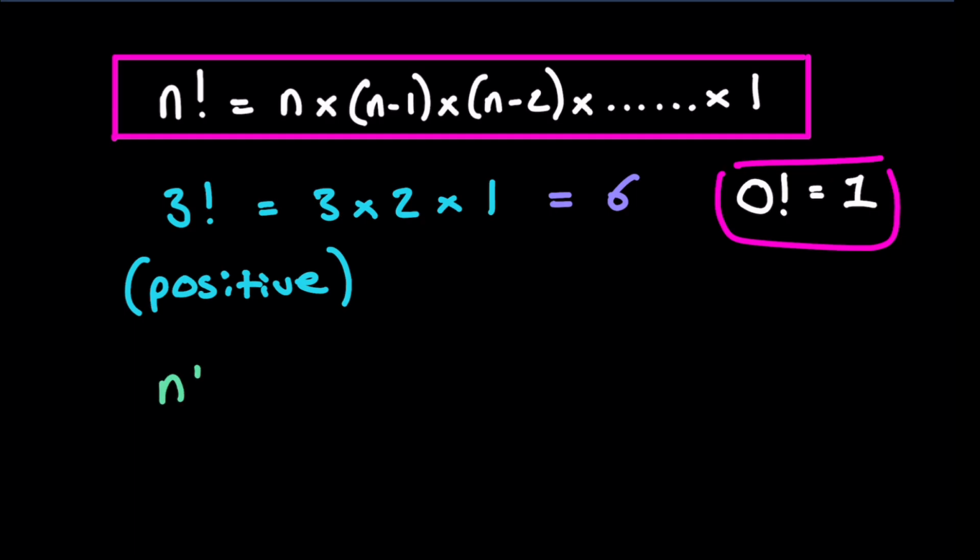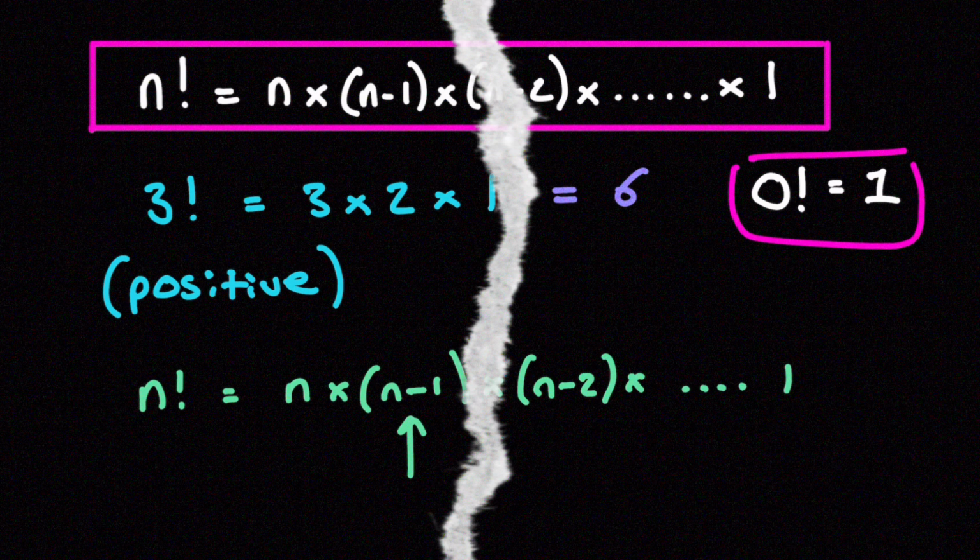If we see n factorial, then the reason why we have n times n minus 1 is that we are subtracting 1 from the integer, whatever n is, and then we'll have n minus 2 and so on, going all the way down to 1.